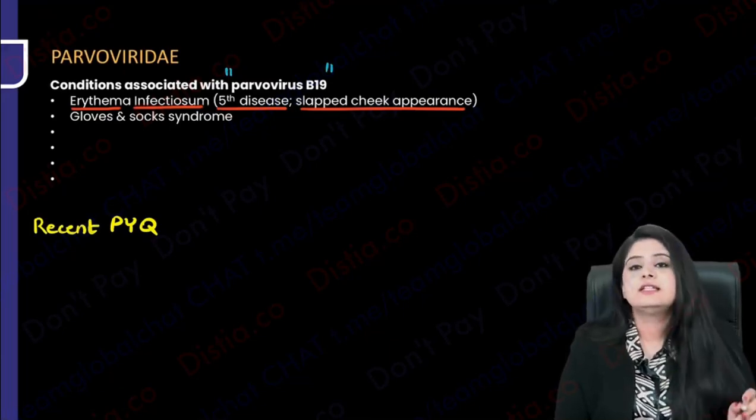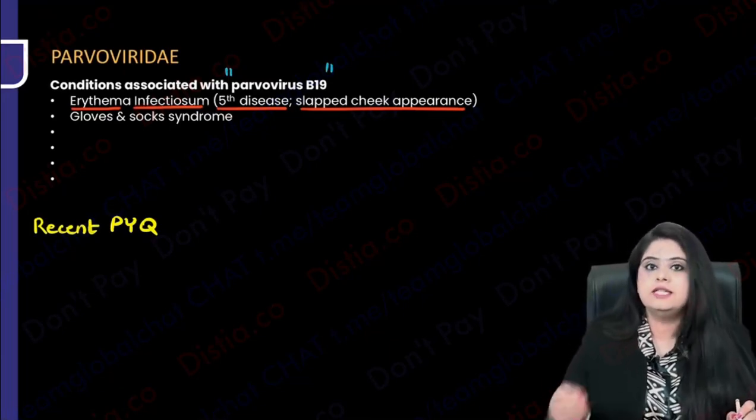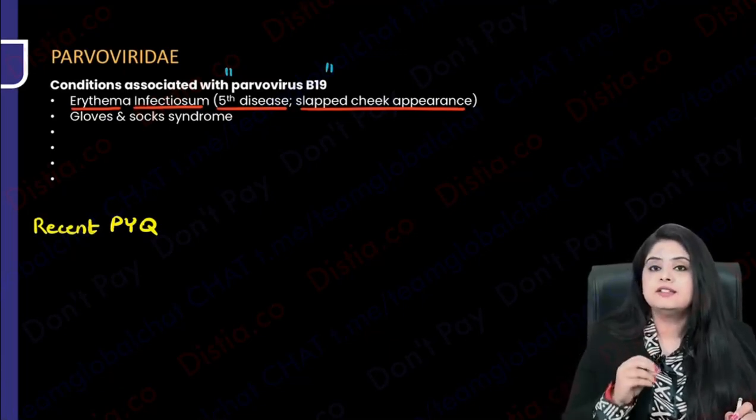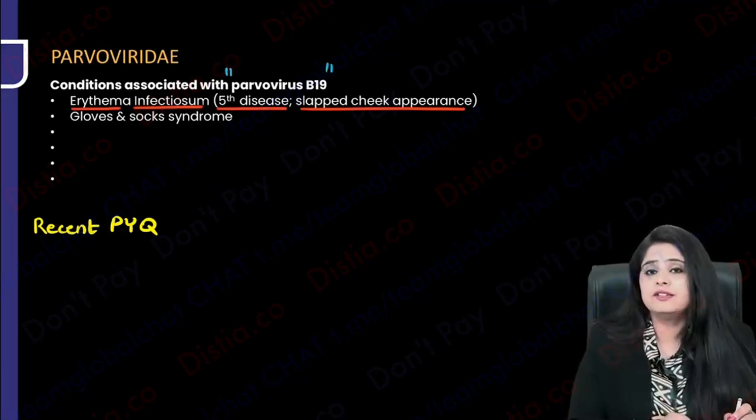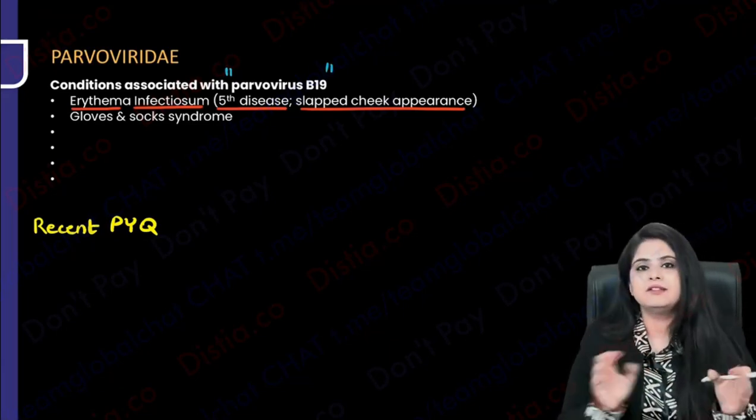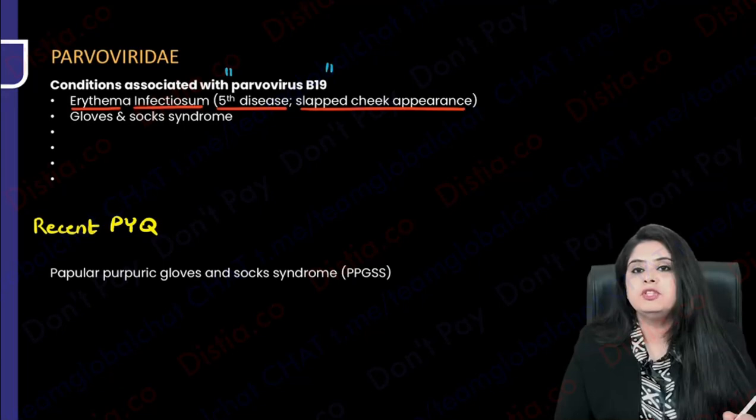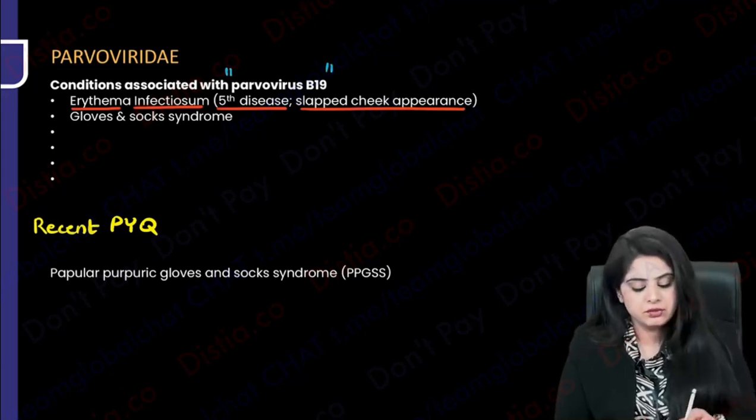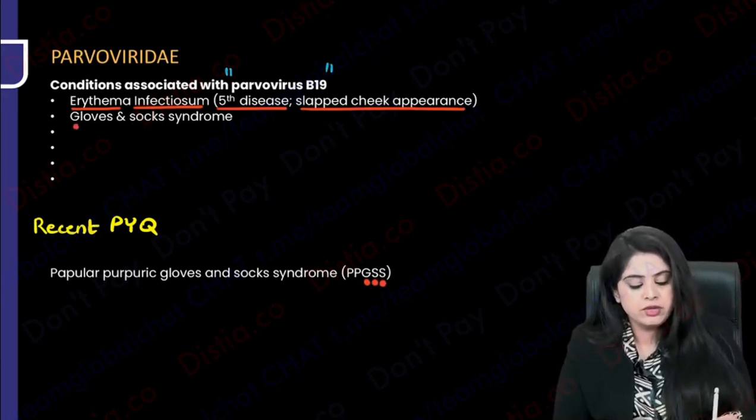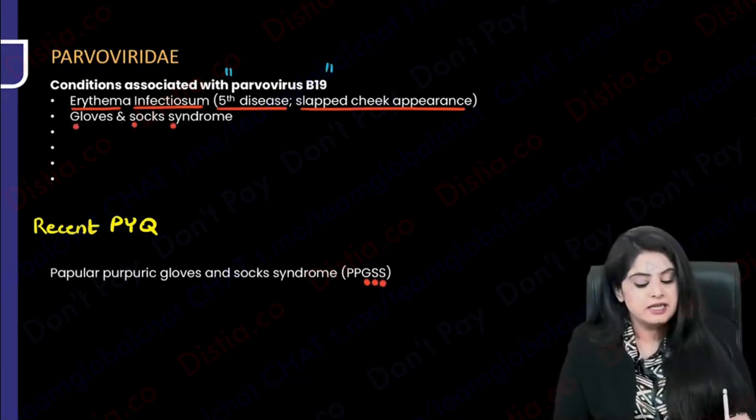Recently there has been a question in the NEET and the INI CET, asking whether something like this can happen in adults also. It's not just children. Yes, adults may get the same hands and feet involvement, but they have given a slightly more complicated name. They have called it PPGSS. What is PPGSS? You will say, gloves and socks syndrome I already knew because you had told me earlier, but what have they added? Papular purpuric gloves and socks syndrome. So that's just making things confusing.